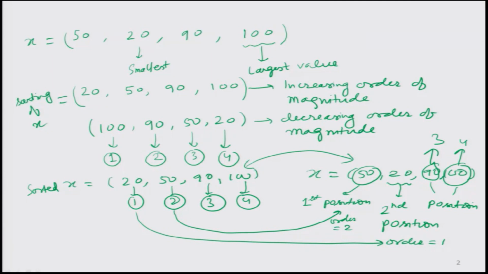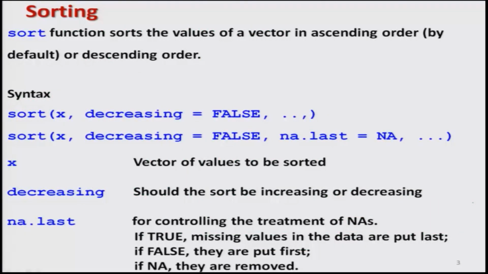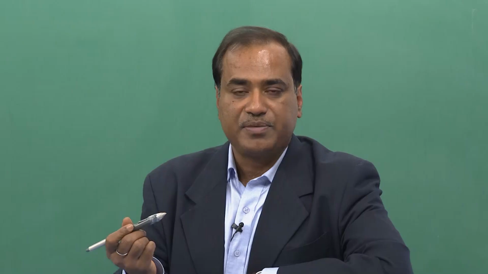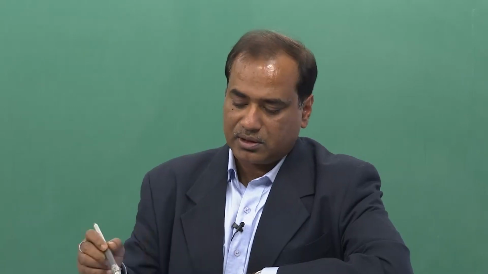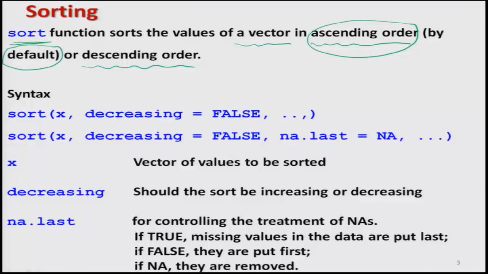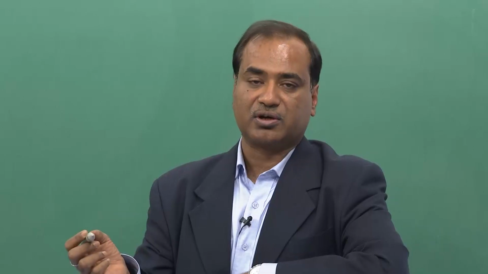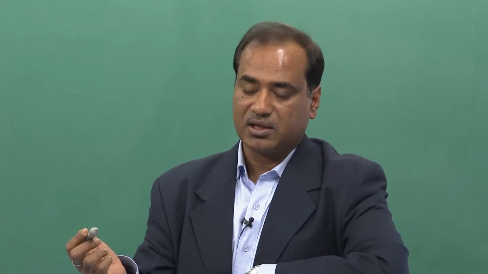Now, how to get this done in R? There is a function which we call sort, S-O-R-T. This is a function which sorts the values inside a vector depending on whether we want to arrange the values in the ascending order or the descending order. When you use the sort function, which is embedded in the base package of R, it takes the ascending order as the default option. So, unless you specify that you want to sort the data in the descending order or decreasing order of magnitude, the usual option will always be the ascending order.